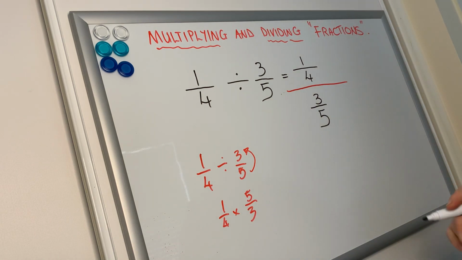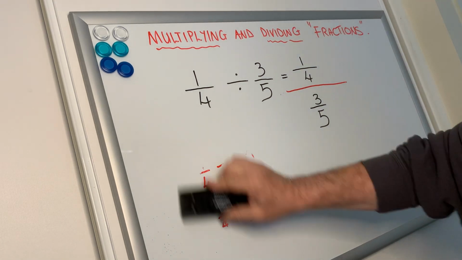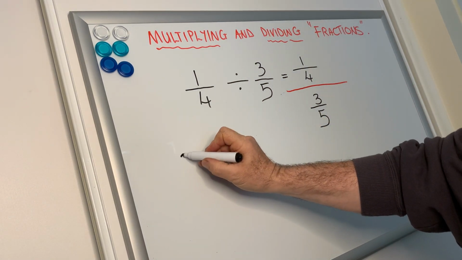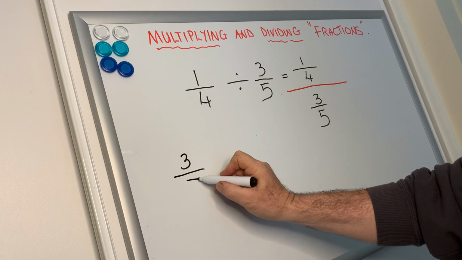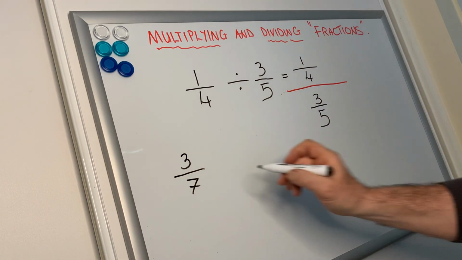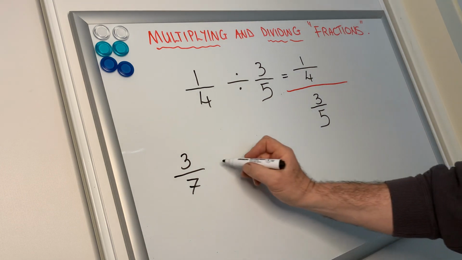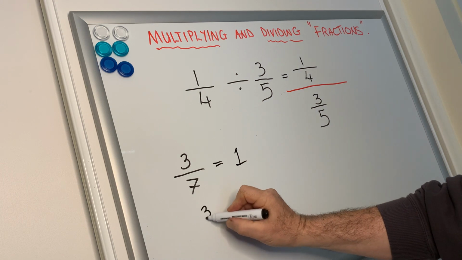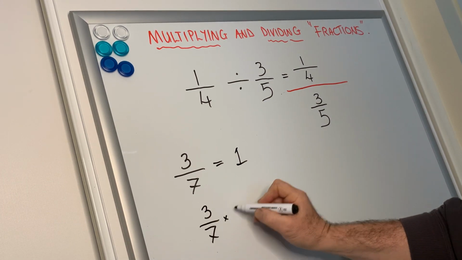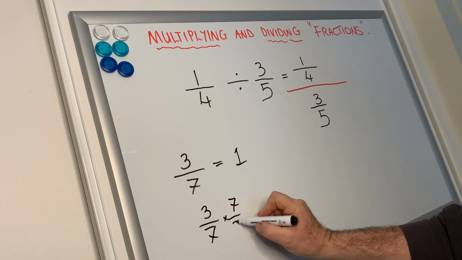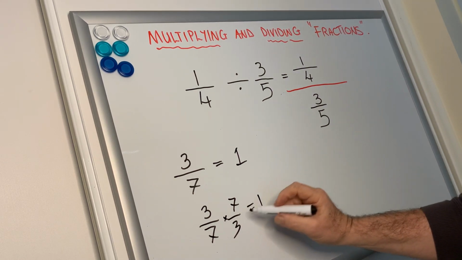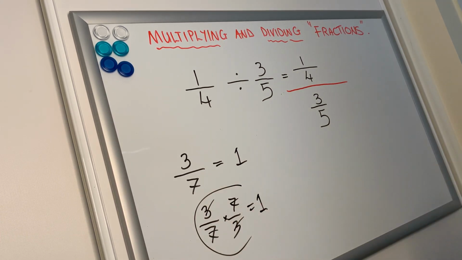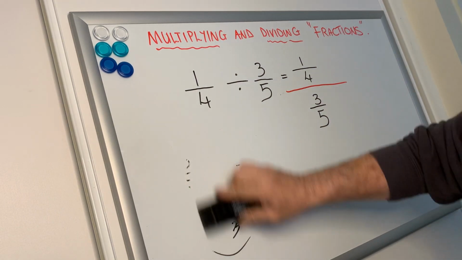Let's say, just as an example, we had 3 over 7. If I wanted to turn this into a 1, I want to make that equal 1. Then what I would do is I would say 3 over 7 times 7 over 3. That will equal 1. So that cancels out, that cancels out, that cancels, that cancels. So that would equal 1. That's just an example.